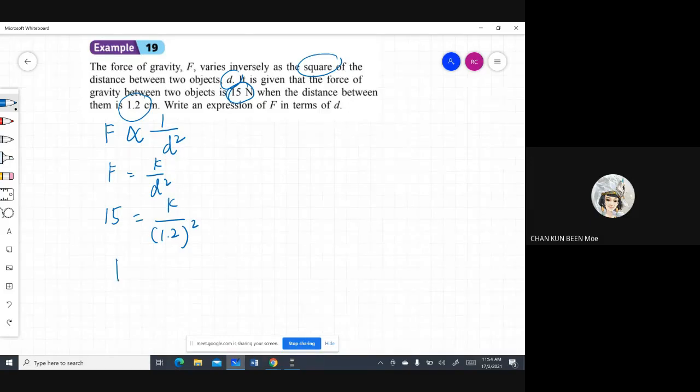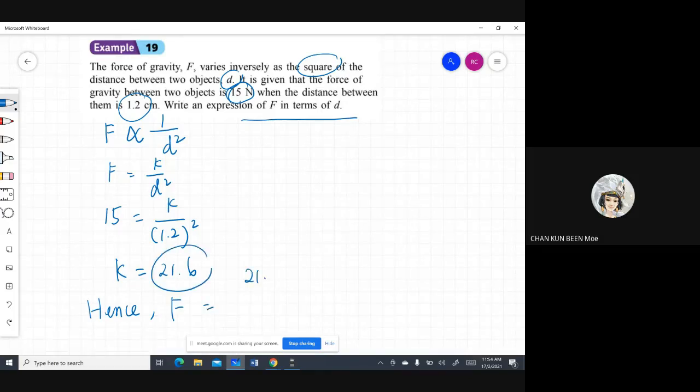So K is equal to 21.6. Therefore, when they ask you to write down the expression of F in terms of D, F is equal to K, which is 21.6 over D squared. That's the answer. Okay, now we look at the last example.